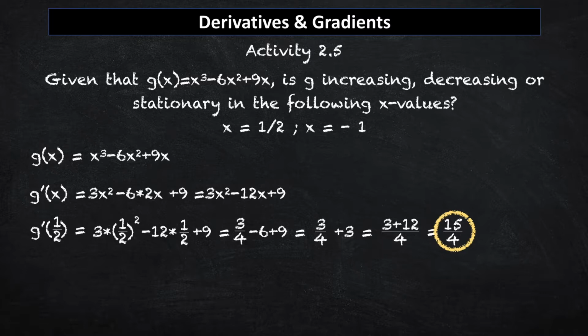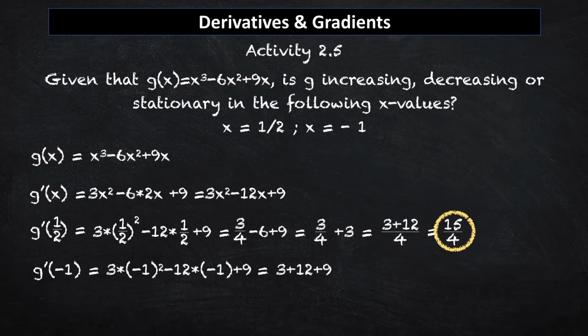Now we also have to compute the value of the derivative in the point -1. So we do the same, we substitute to all the x's in the derivative the value -1, like we can see here, and this becomes equal to 3 plus 12 plus 9, which is equal to 24. This is the value of the derivative of the function g in the point -1.